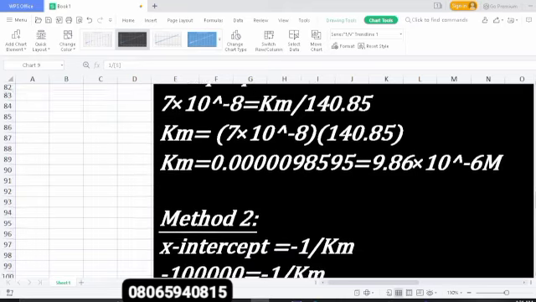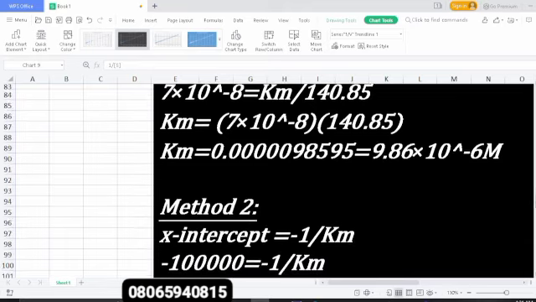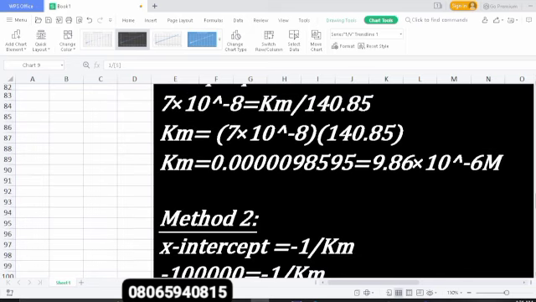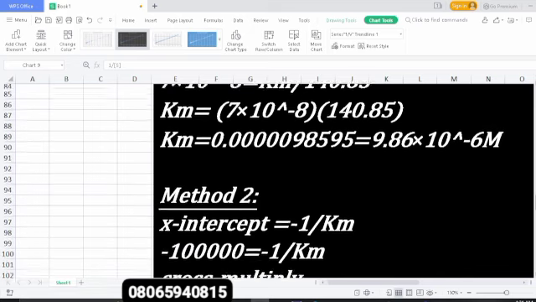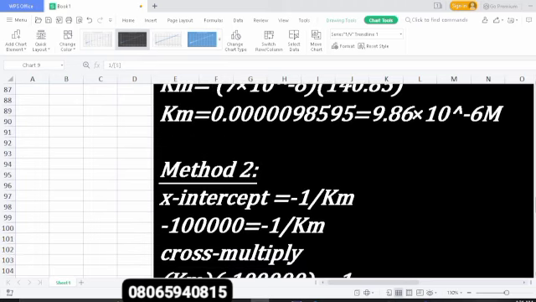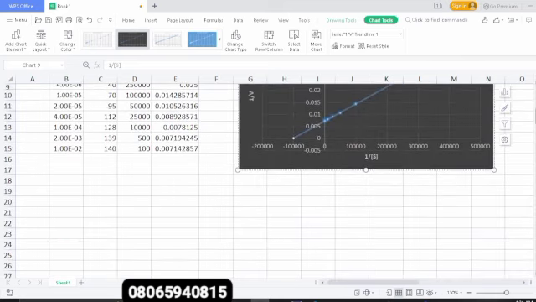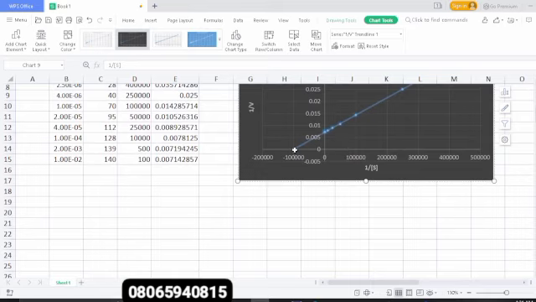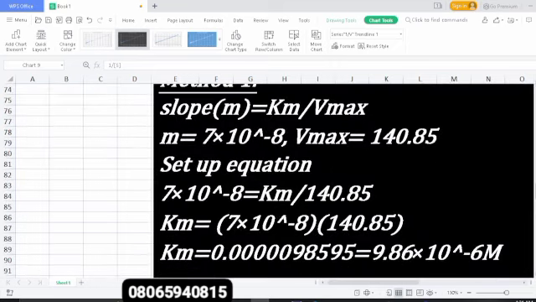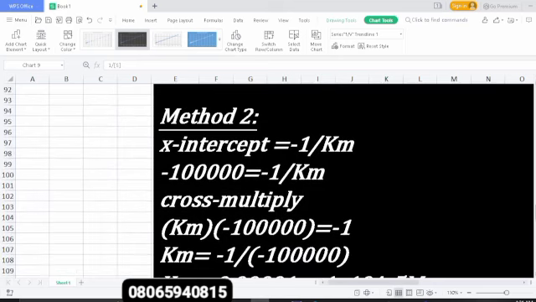Now let us use the second method and see if we get the same answer. So the second method, recall that your x-intercept from the general graph of this Lineweaver-Burk plot is minus 1 over Km. And what is the x-intercept from our graph? Let's go back to the graph right here. Look at where the line touches the x-axis here. It touches it at minus 100,000. Therefore, your x-intercept is minus 100,000.